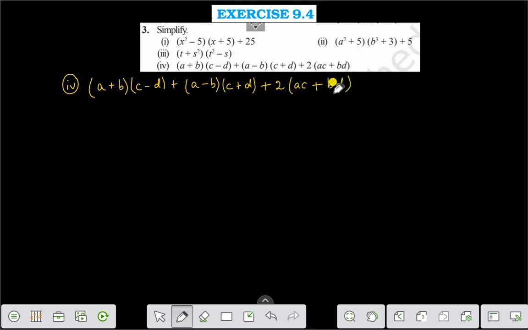AC plus BD. Therefore, we are getting A into C minus D plus B into C minus D plus A into C plus D minus B into C plus D plus 2AC plus 2BD.